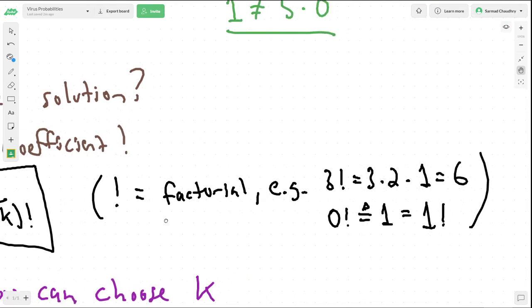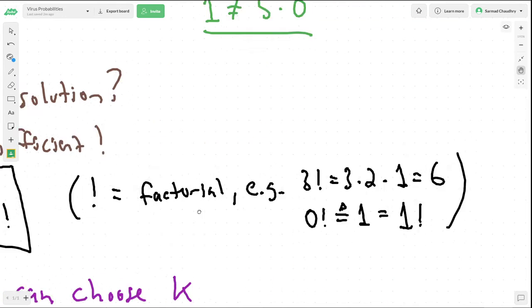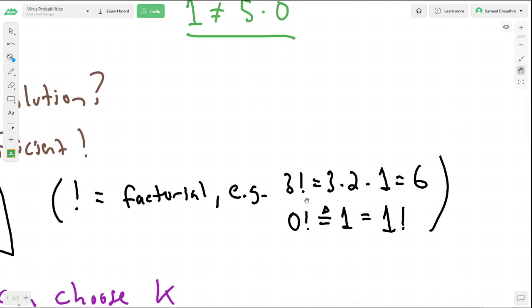If you don't know what a factorial is, that's the exclamation mark. Basically, 3 factorial is 3 times 2 times 1. So it's basically starting from that number, multiplied by all the previous numbers until you get to 1. So 3 factorial is 3 times 2 times 1. That gives you 6. 0 factorial is a special case. That's just defined as 1. It's not 0. And that's also the same as 1 factorial, which is just 1. So 0 and 1 factorial are both 1.